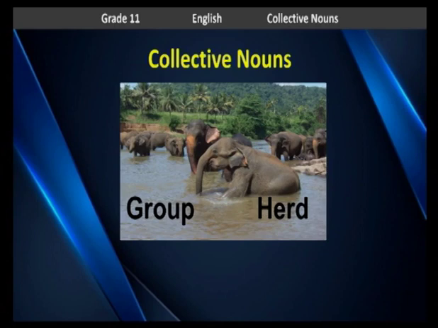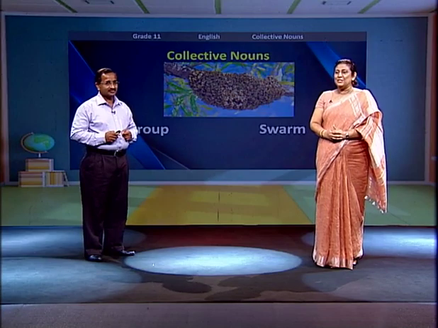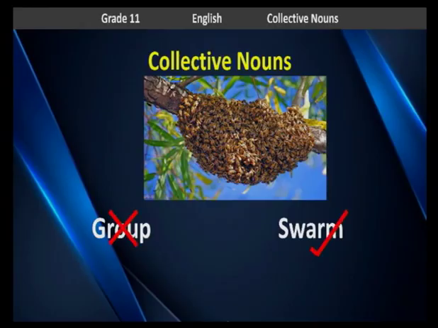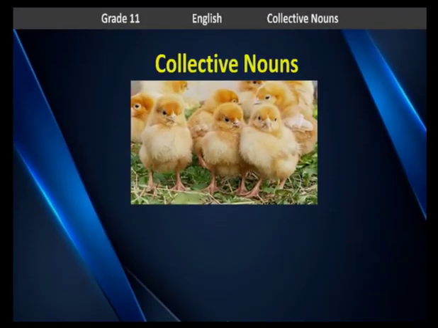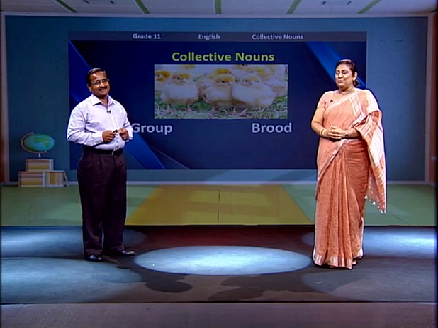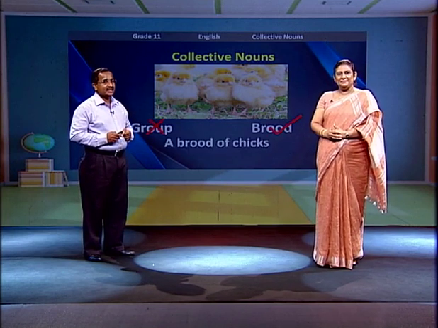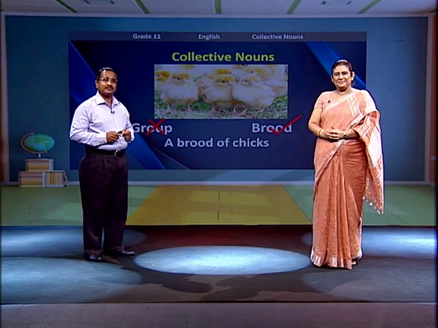Look at the second picture. A swarm of bees or a group of bees. What is the correct word? Of course, a swarm of bees. Correct. Let's have a look at the third picture. There are some chicks there. They look very innocent, don't they? Yes. What is the suitable word that we can use? A brood of chickens. Exactly correct. We call it a brood of chicks, not a group of chicks.